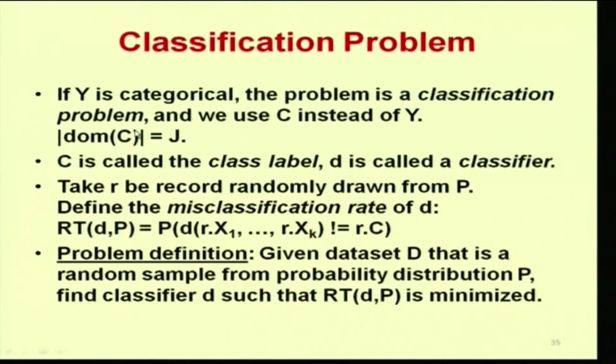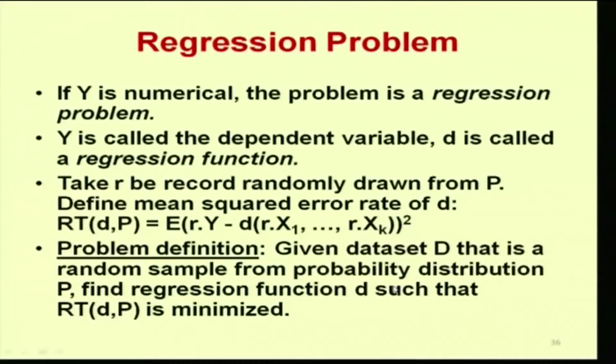So, if Y is categorical, the problem is a classification problem, and we use C instead of Y. Look at this, here we use yes and no, so it is just categorical; here it is not, it is numerical. C is a class label and the predictor is called the classifier. Let R be a record randomly drawn from P, and then you have the misclassification rate. So, given a data set that is a random sample from the probability distribution, you find a classifier that minimizes the error. On the other hand, in a regression problem, Y is numerical.